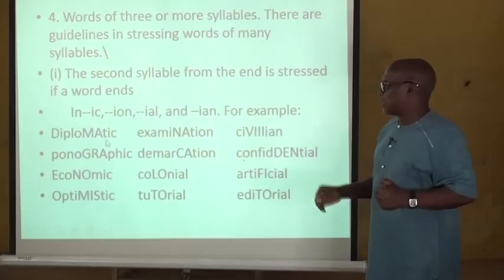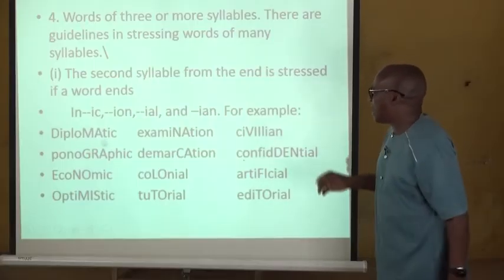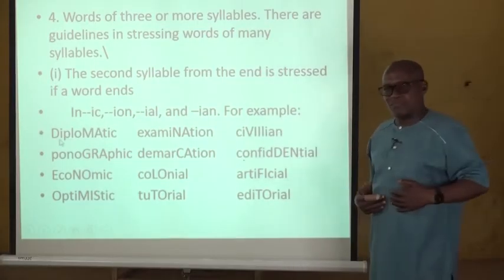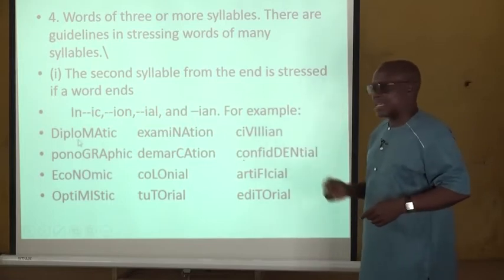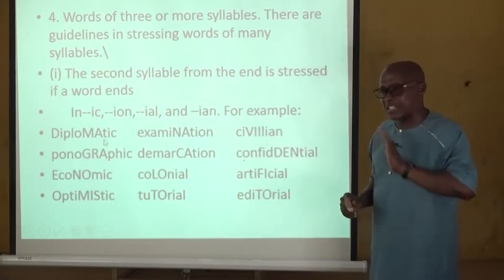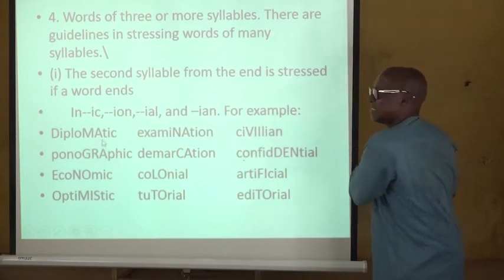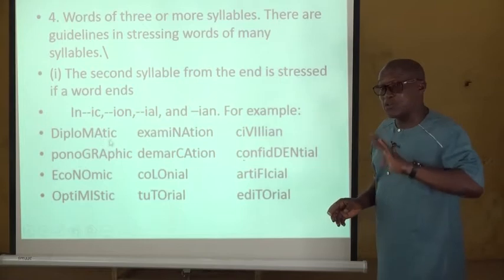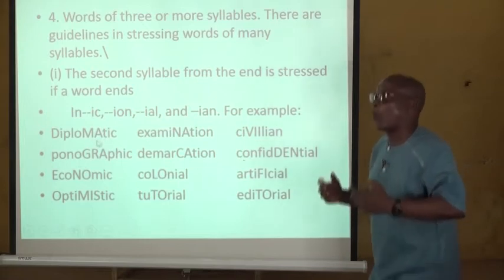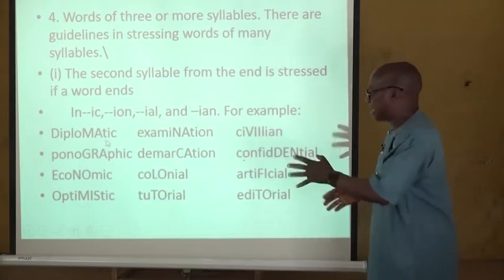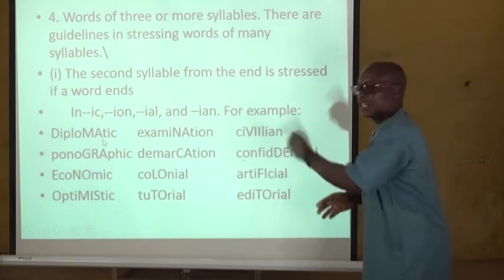For example, we have diplomatic. Diplomatic ends with IC. So you don't have to stress yourself or start thinking. You just count from the back, from the rear, 1, 2. I don't want you to start bothering yourself saying diplomatic. From the back, IC is the formula, 1, 2.